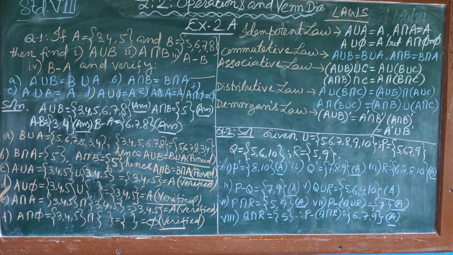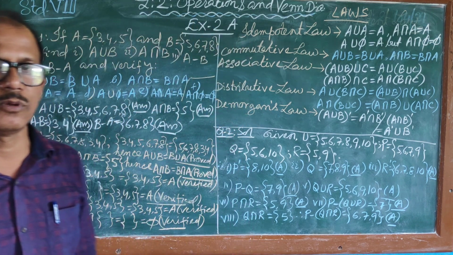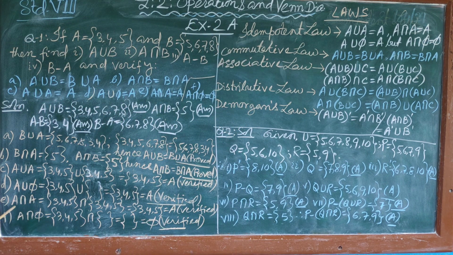Now, A union A is equal to what? You have to prove A intersection A is equal to A. Any set intersecting with itself will become the set itself. To prove it, write down A's elements, put the intersection sign, and once again write down A's elements. Then what are the common elements of these two sets? The common elements are all the elements, and all the elements make the set itself, that is A. Verified.